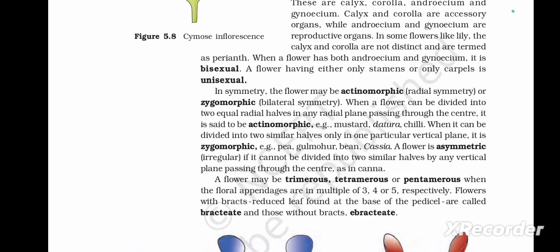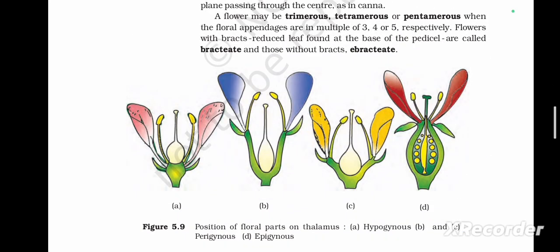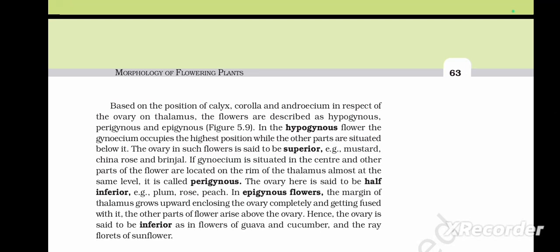A flower may be trimerous, tetramerous, or pentamerous when the flower appendages are in multiples of 3, 4, or 5 respectively. Flowers with bracts, a reduced leaf found at the base of the pedicel, are called bracteate, and those without bracts ebracteate. Based on the position of calyx, corolla, and androecium in respect of the ovary on the thalamus, the flowers are described as hypogynous, perigynous, and epigynous.